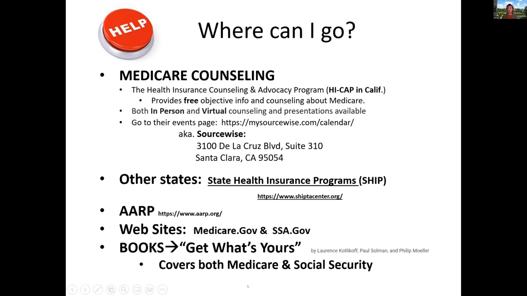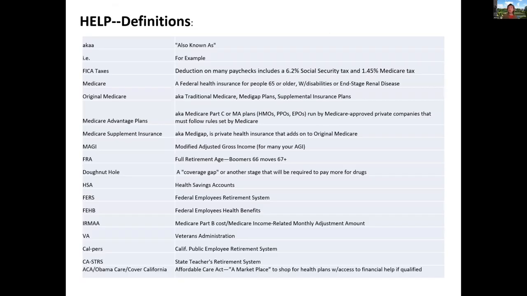And the second thing I really liked in all the help that I've gotten is these two books called Get What's Yours. One covers Medicare and one covers Social Security. I've bought them for myself and my family members, and I found them simple explanations. It makes it very understandable. Those are my two favorites. I'm throwing in the package for people later that are looking at this, a whole list of definitions, trying to explain what they are.